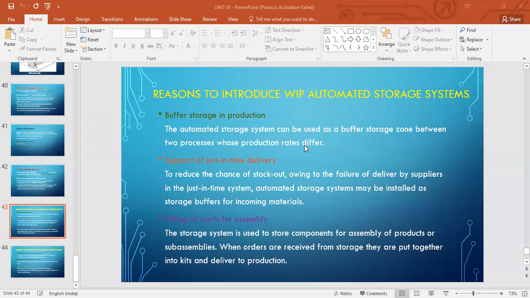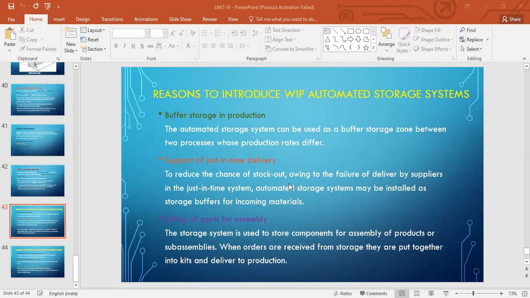Support of just-in-time delivery. You see, there's a concept of just-in-time production, right? Have you heard of it? Just-in-time, JIT, just-in-time production. Basically what it says is you deliver the components right when you need them. But the problem is there may be suppliers who will not supply on time, so there are risks involved. To overcome that, to compensate for that, we store it. So that's why we call it support of just-in-time, although it is against the very concept of just-in-time production.